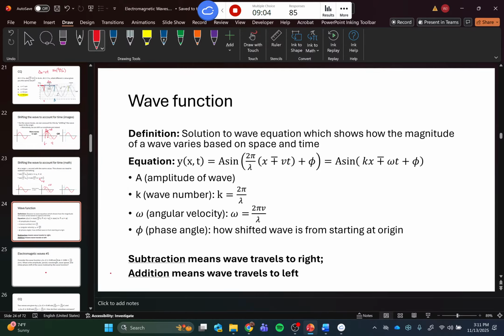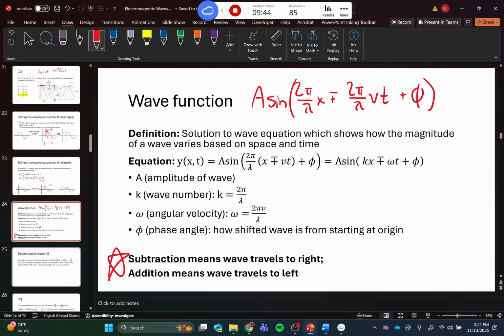And yeah, this last point, very important. If you're subtracting, the wave is actually going to the right. If you're adding, the wave is going to the left. The one on the left is what's on the formula sheet. The one on the right is another very common way that this is written. We take that 2 pi over lambda and we bring it inside the equation. So we do sine of 2 pi over lambda times x minus plus 2 pi over lambda times v times t plus phi. So we transfer it on in.